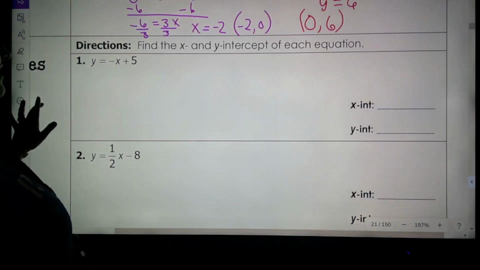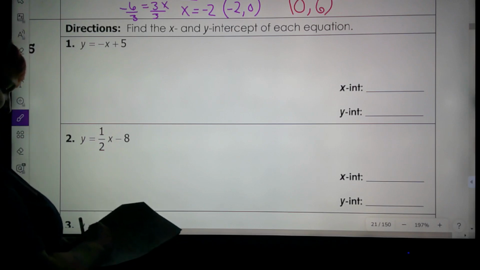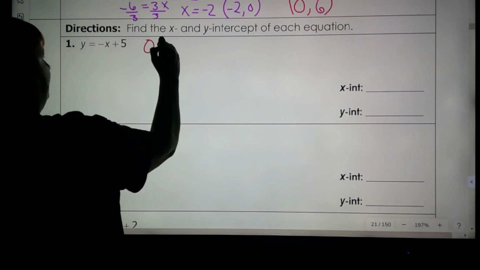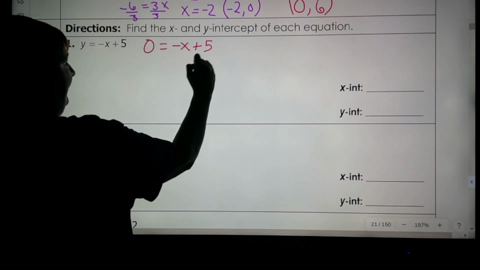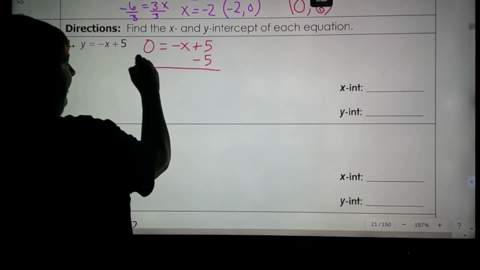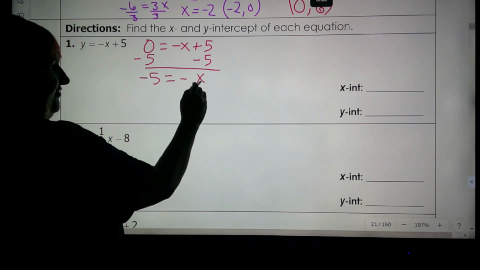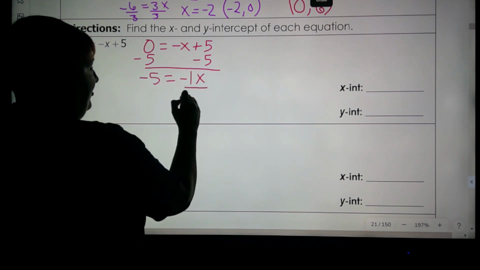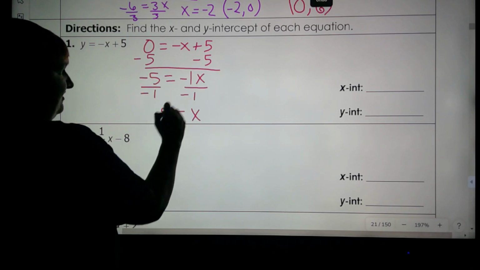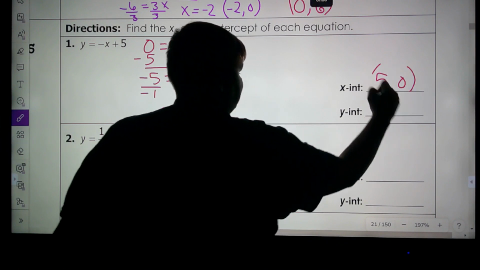Alright, so it says find the x and y intercept of each equation. I'll do the odds, you do the evens. Alright, so to find the x-intercept, we make y 0. 0 equals -x plus 5 and solve for x. We use inverse property, we do the opposite. So this is -5 equals -x. And if you remember, I said if there's a negative in front of a variable, there's an invisible 1. So to get rid of it, you have to divide everything by -1. Basically, you're changing the signs. This was negative, now it's positive. This was negative, now it's positive. Right? So your x-intercept, when your y is 0, your x is 5.